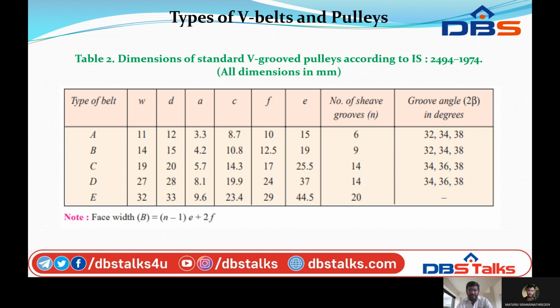So note the face width formula: B is equal to (n minus 1) into E plus 2F. So we can calculate the face width with this formula: (n minus 1) into small e plus 2F.